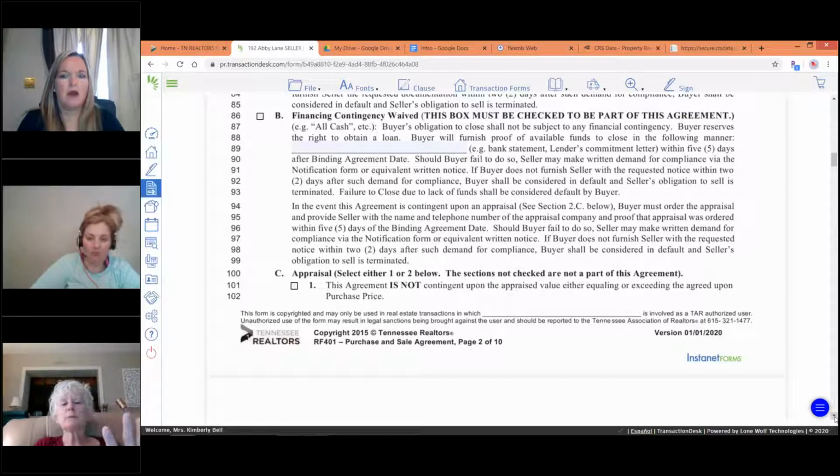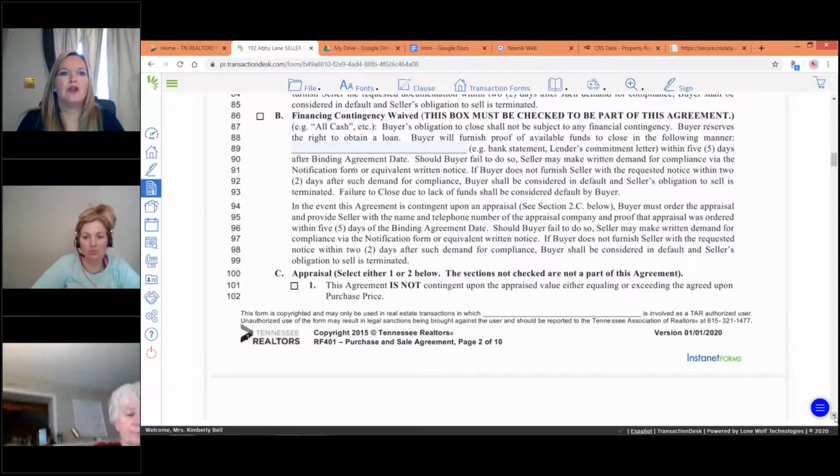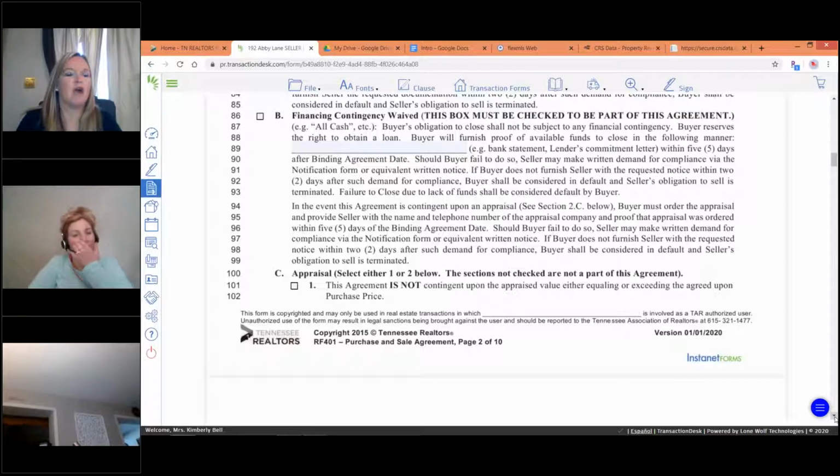Okay. So the buyer reserves the right to obtain a loan. Just because they say that they're all cash and then they decide to get a loan, there is nothing wrong with that. But the first thing that you need to do is you need to notify the seller's agent.